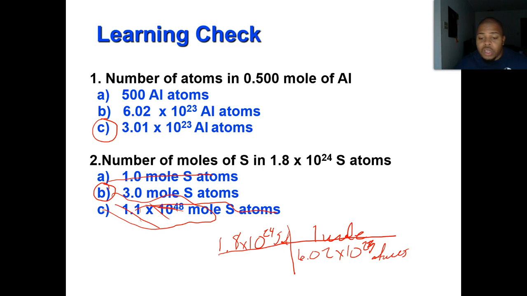Now, we're going to walk through a little bit more of this in terms of practice problems that you can use in class as well as out to be prepared for your tests.